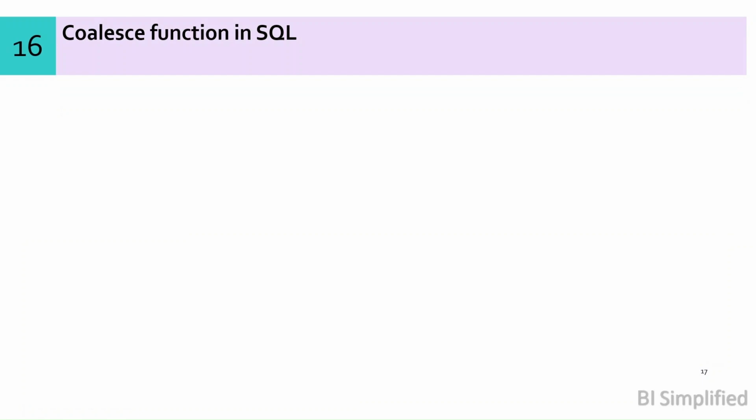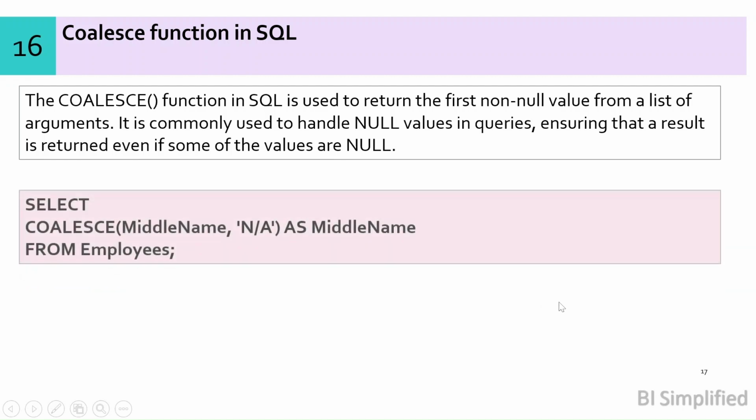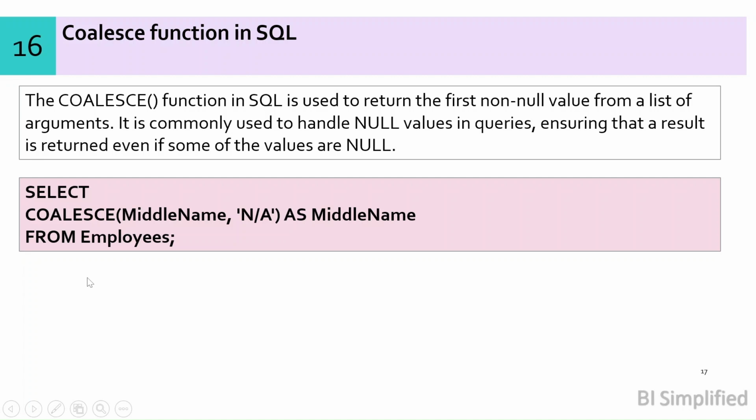Coalesce function in SQL. This is another very important function. The coalesce function in SQL is used to return the first non-null value from a list of arguments. It is commonly used to handle null values in queries, ensuring that a result is returned even if some of the values are null. So here is the example.